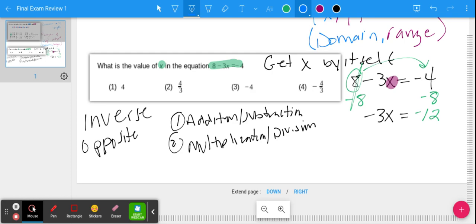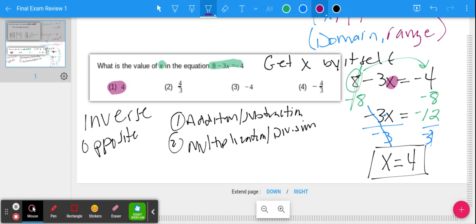We need to get the -3 apart from the x. Well, the -3 and the x are being multiplied, so we're going to have to do the opposite operation, which is division. We'll divide both sides by what we want to get rid of, which is -3. So our two -3's cancel out. We have just x. And -12 divided by -3, well, a negative divided by a negative is a positive. 12 divided by 3 is 4. So our answer is +4.